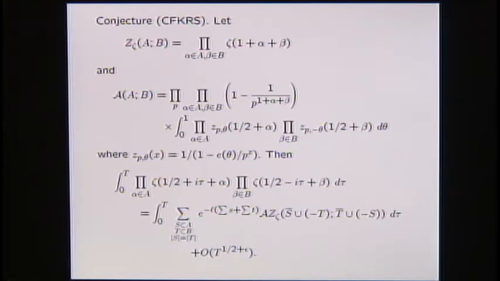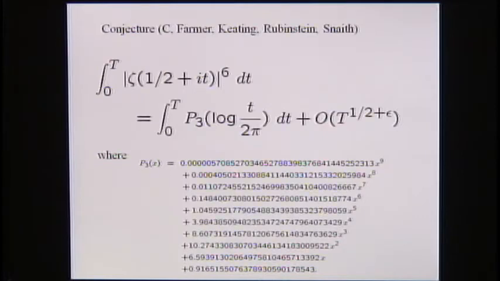Z zeta is this product of zeta of 1 plus alpha plus beta, just like the Z in the random matrix case. And now we've conjectured that this is true with some sort of power savings. We think maybe a square root, although maybe that's not right. We have a very limited amount of evidence for this, but we do have a lot of numerical evidence that suggests it is some kind of power savings at any rate.